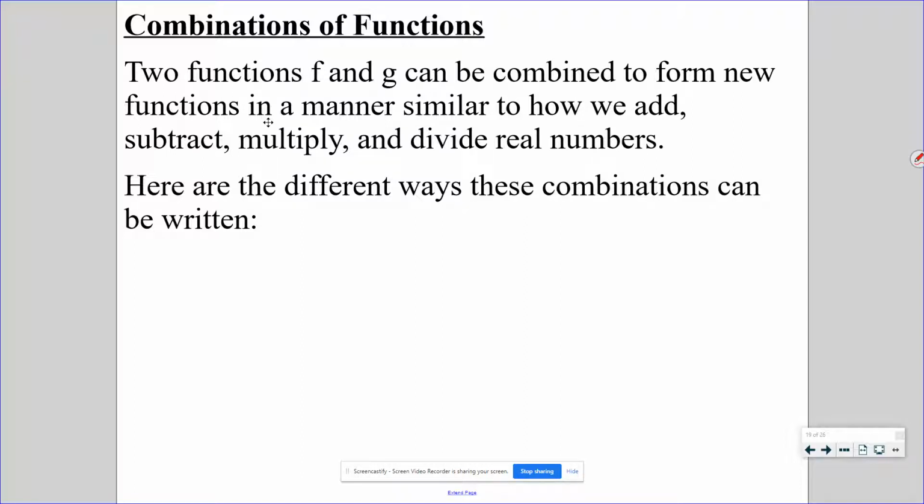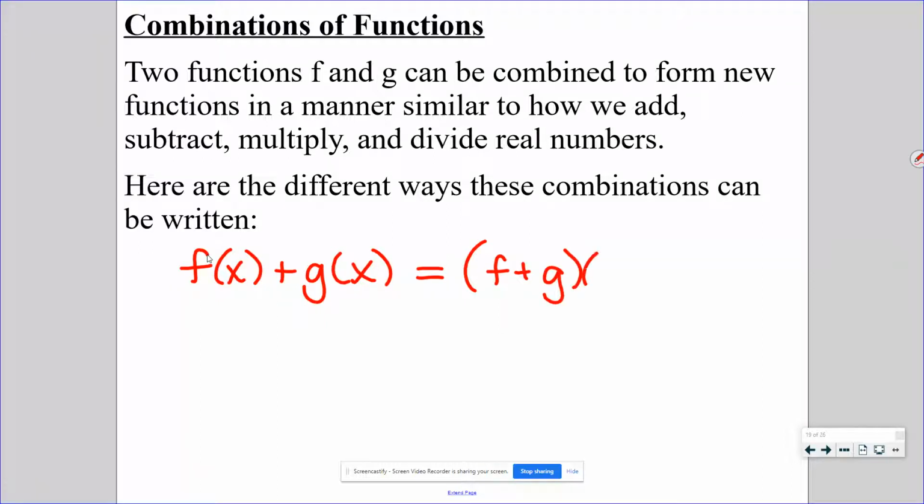There's different ways that you can write combinations. There's kind of a way that makes sense in my opinion. So here's an example. You could say, let's take f of x and let's add g of x. That might be one way notation could be written. Or you might see it written like this, which I feel like is so bizarre looking. But this is another way to write the exact same thing.